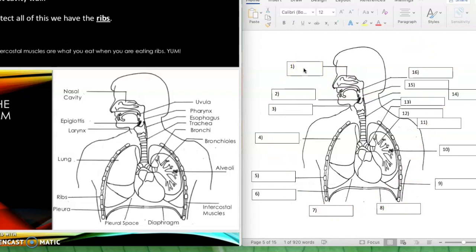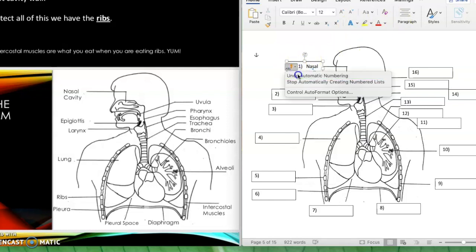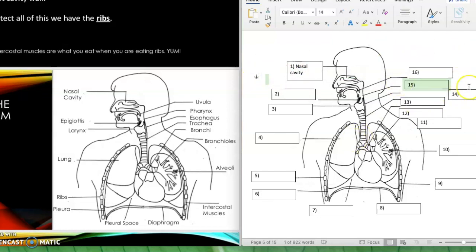So the first part we're going to talk about here, number one, is the nasal cavity. So again, this nasal cavity is the place where we first have air coming in to the respiratory system. So again, we can breathe in through the mouth, but we remember from yesterday that the air gets filtered and is much warmer if it comes in through the nasal cavity. So that's this first number here.